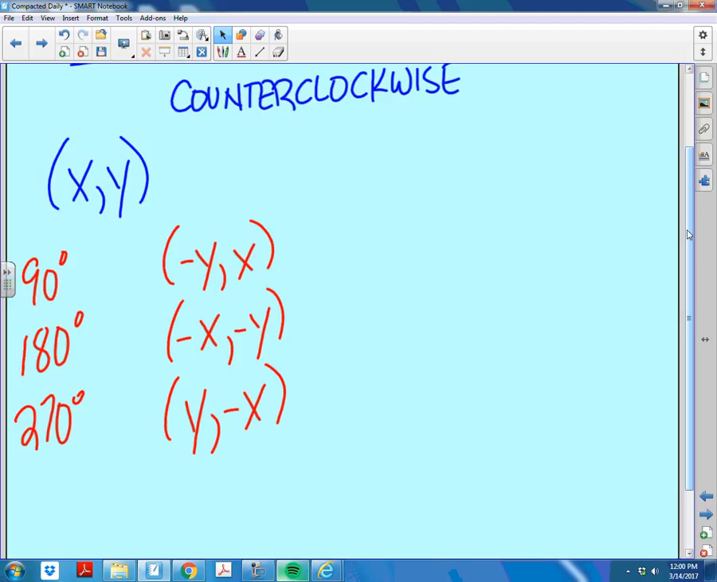You move it 90 degrees, it becomes negative y, x. If it's 180 degrees, it becomes negative x, negative y. And if it's 270 degrees, it becomes y, negative x. I'm going to explain or show you what that means in just a moment. I want you to write those rules down. Again, as I just stated twice, just write them down, and I'm going to explain it in just a moment.